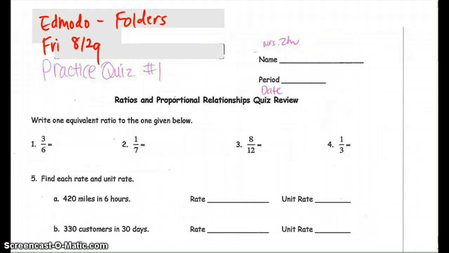I'm going to start on this side of the worksheet. We are to write one equivalent ratio. Now, number 1, I have the ratio written as a fraction, 3/6. I'm going to write it also in fraction form, but I'm going to reduce this fraction by dividing by 3 in my numerator and denominator, giving me 1/2.